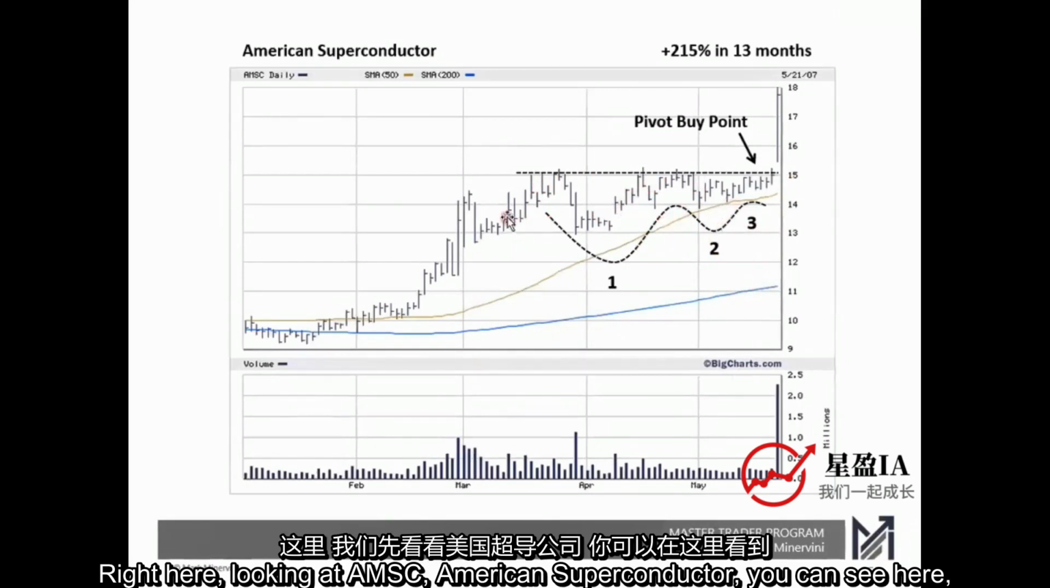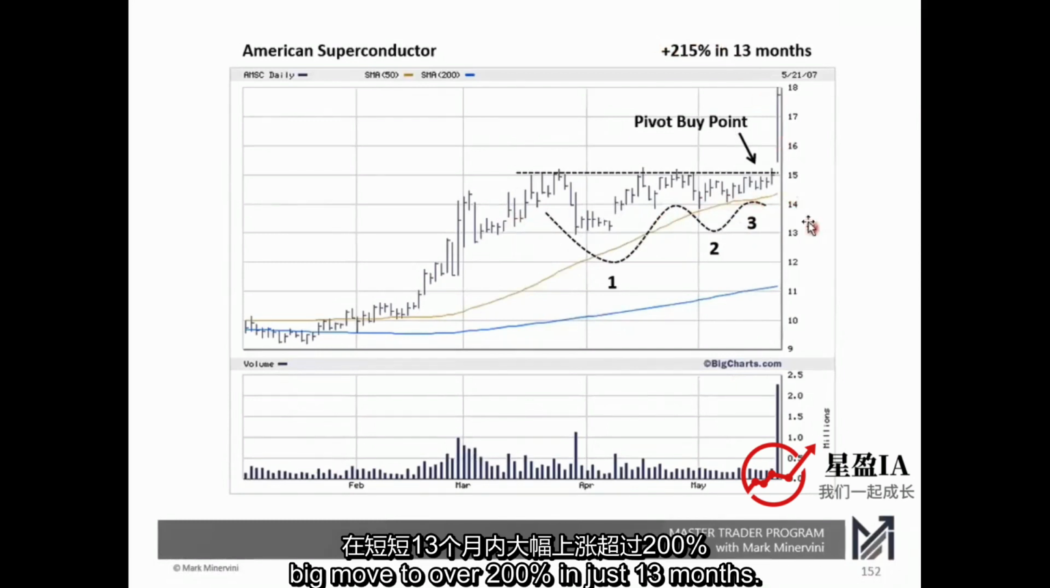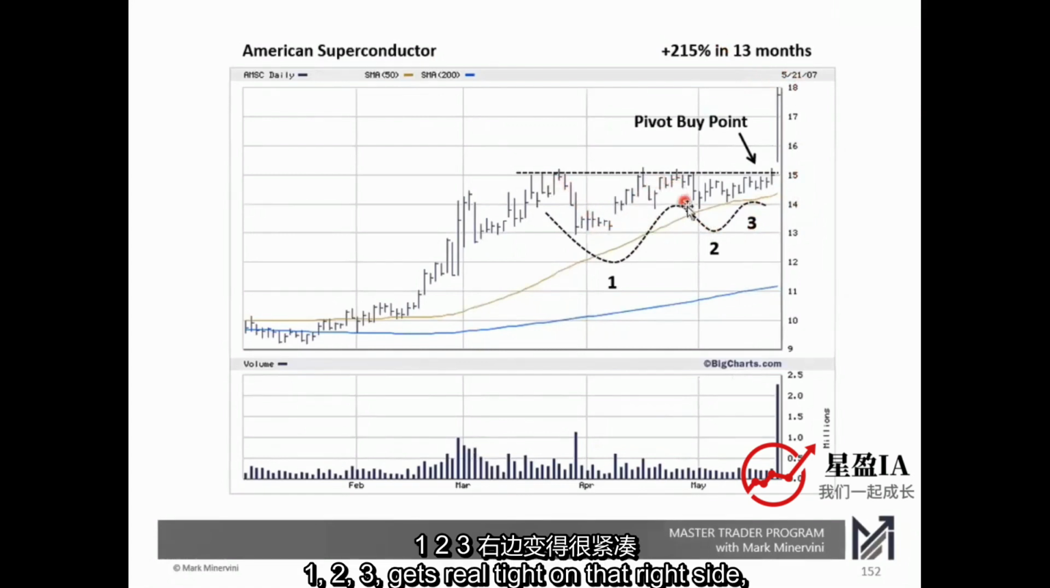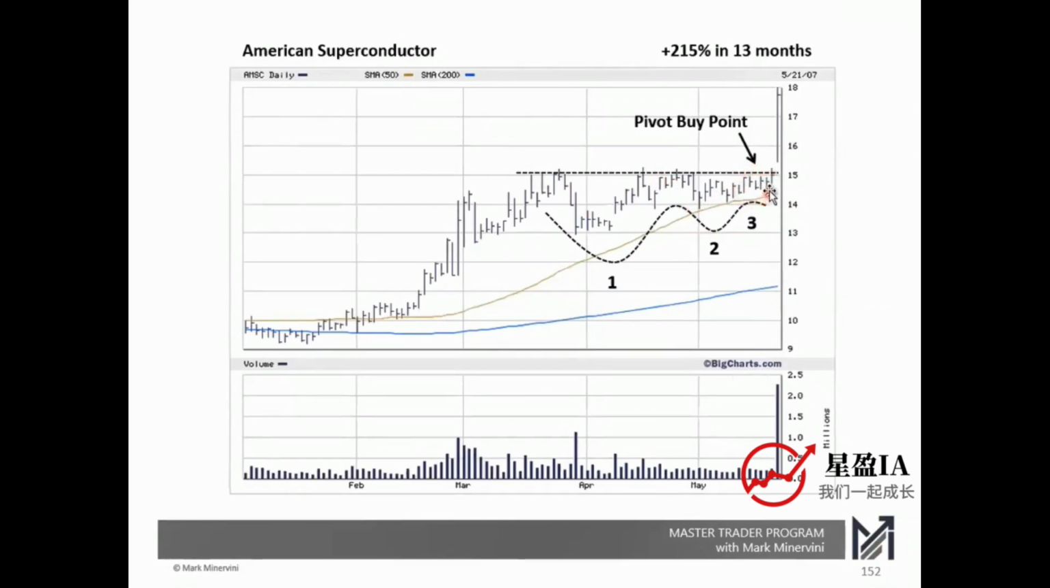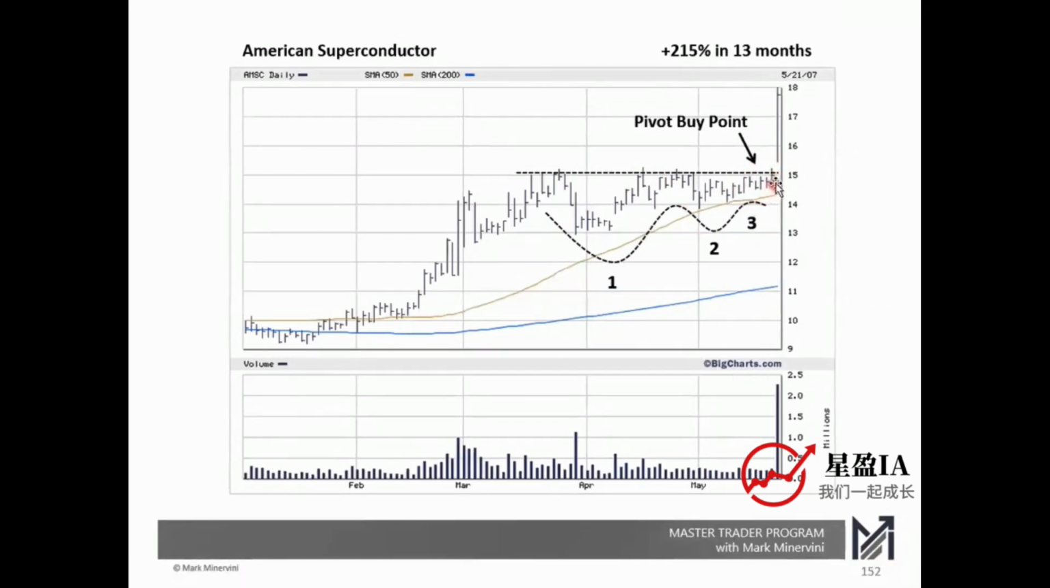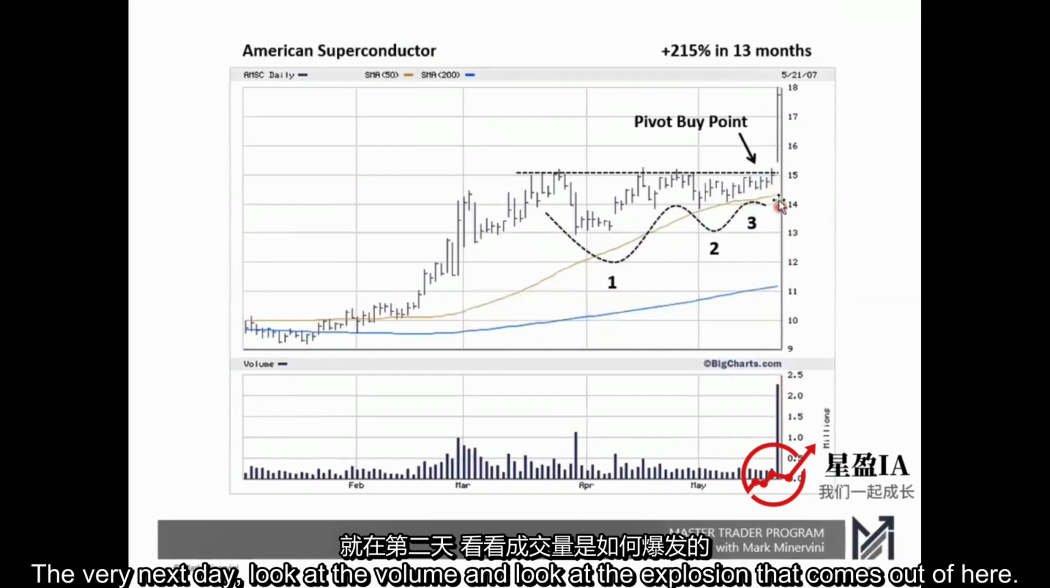So right here, looking at AMSC, American Superconductor, you can see here, big move too, over 200% in just 13 months. Here are the contractions: 1, 2, 3, gets real tight on that right side, and then bang. And look at how the very next day, you'd be buying it right here. And then the very next day, look at the volume and look at the explosion that comes out of here.